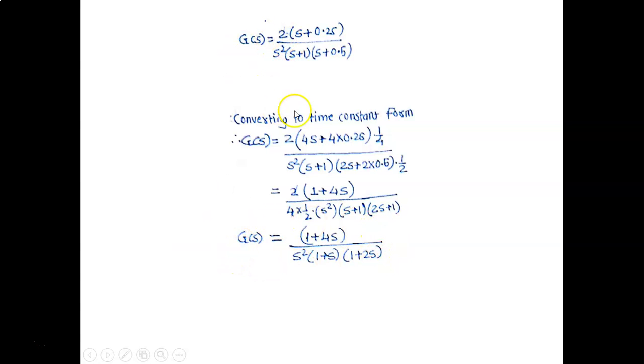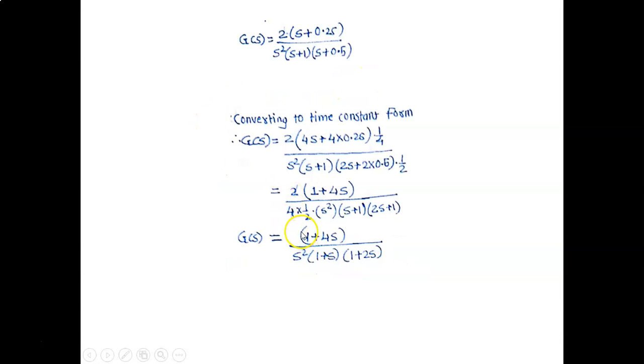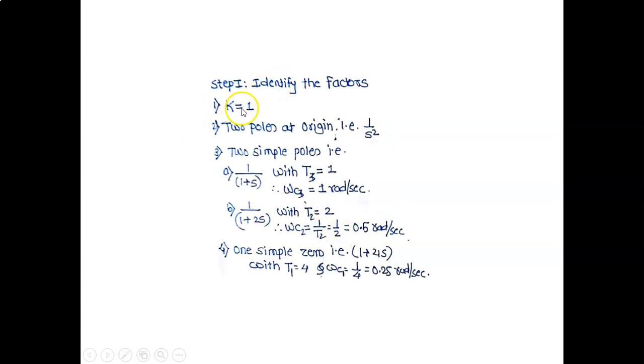We have converted the given equation into time constant form like this. G(s) is equal to (1 plus 4s) divided by s square into (1 plus s) into (1 plus 2s). Now the next step, identify the factors. Here no coefficient is there, so you can say the coefficient is 1, that is 1 into (1 plus 4s). Therefore, K is equal to 1.